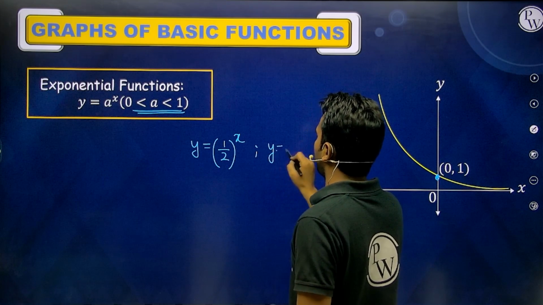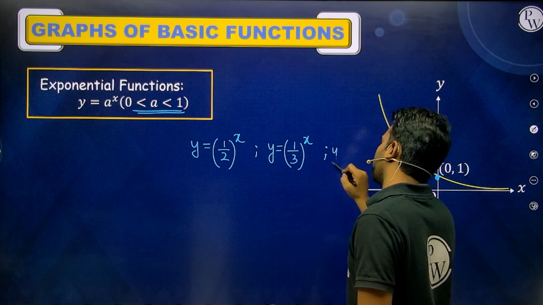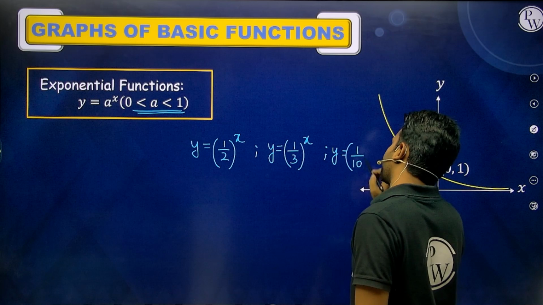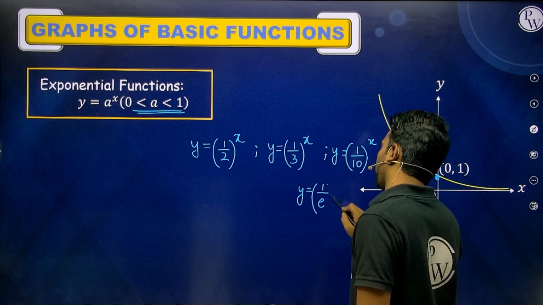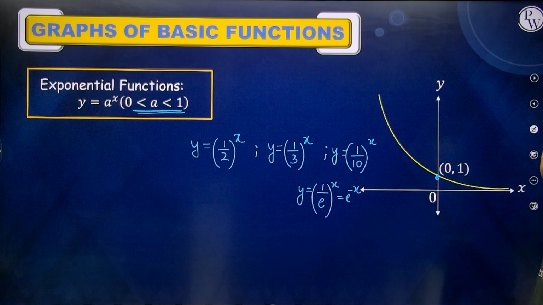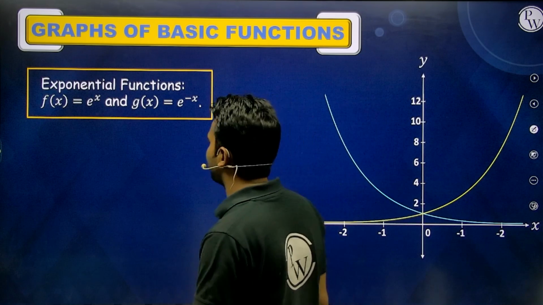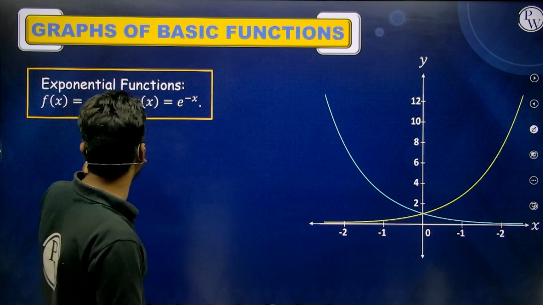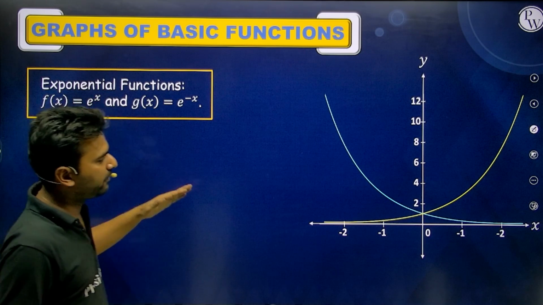If we want to draw the graph of y equal to 1 by 10 to the power x, or y equal to 1 by e to the power x, or we can also say it as e to the power minus x, the graph will be drawn like this. I hope you guys are already aware of this. Okay, so if you want to draw the graph of y equal to e to the power x, now e's rough value is 2.71, so the base is greater than 1, so the graph will be of this yellow one.